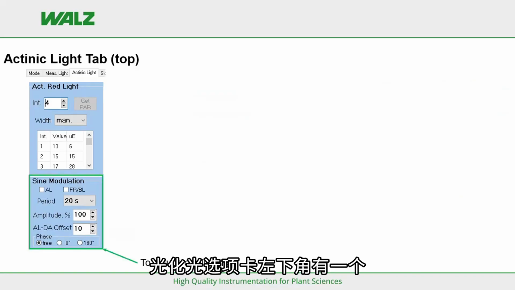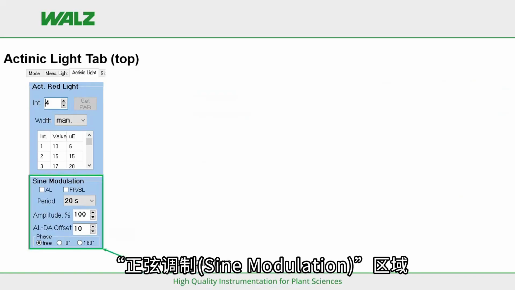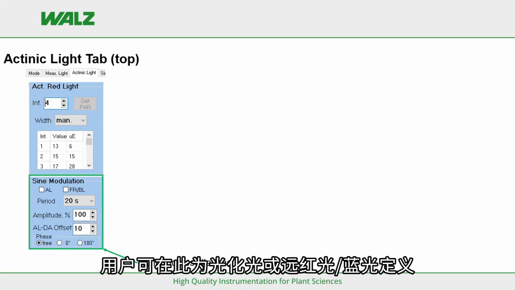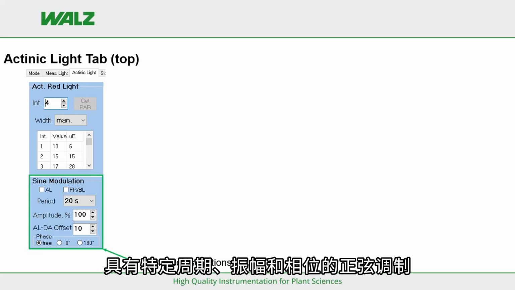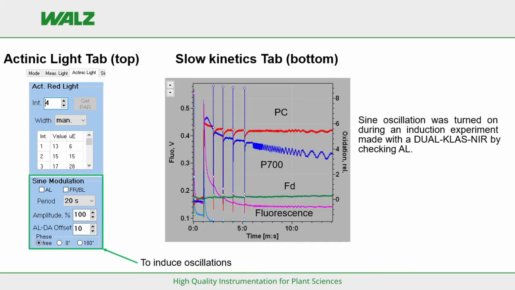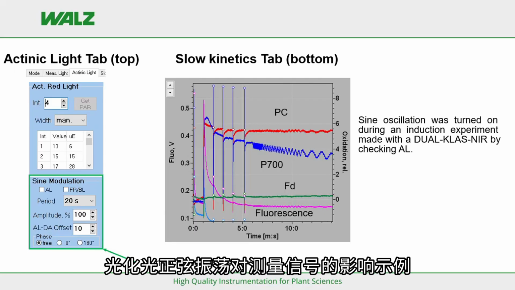In the left bottom corner of the actinic light tab, there is a section called Cinemodulation. This box allows the user to define a cinemodulation with a defined period, amplitude and phase for either actinic or far red/blue light. On the right hand side of the slide, an example is given of the effects of a cine oscillation in the actinic light on the measured signals.